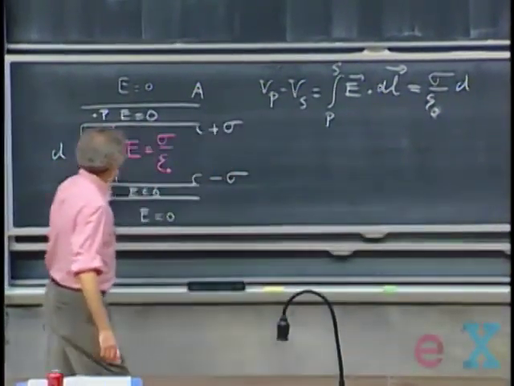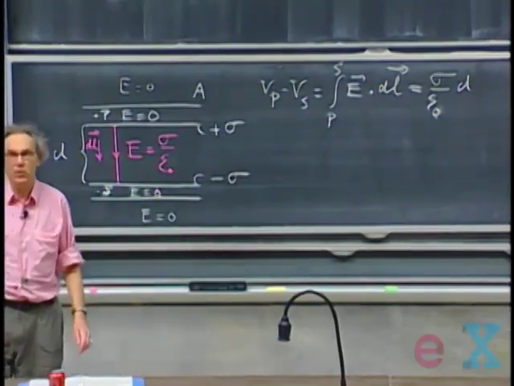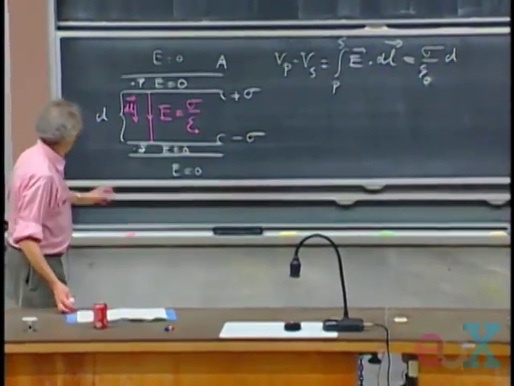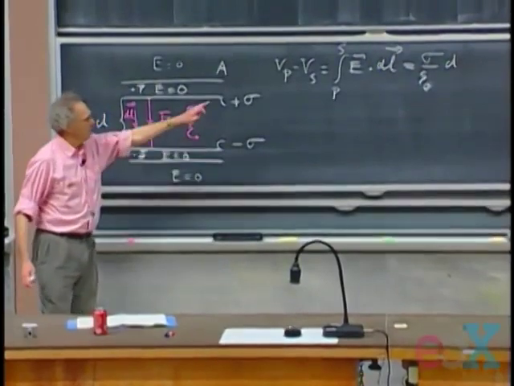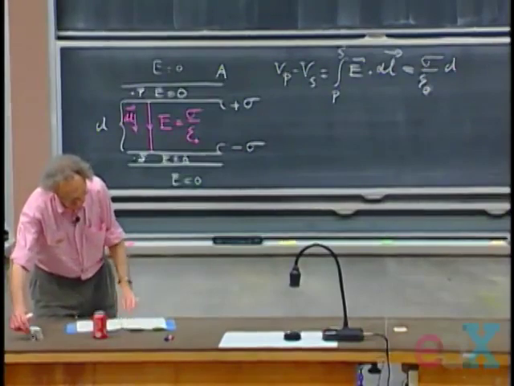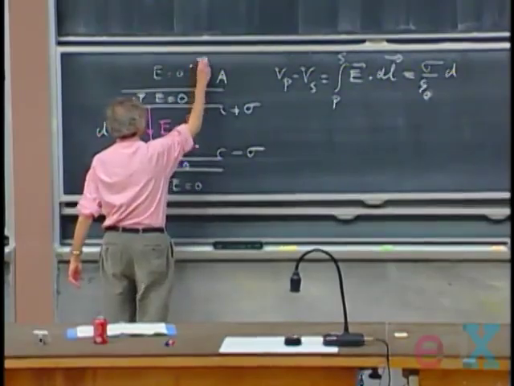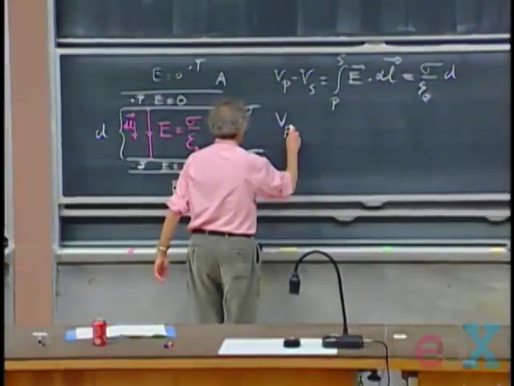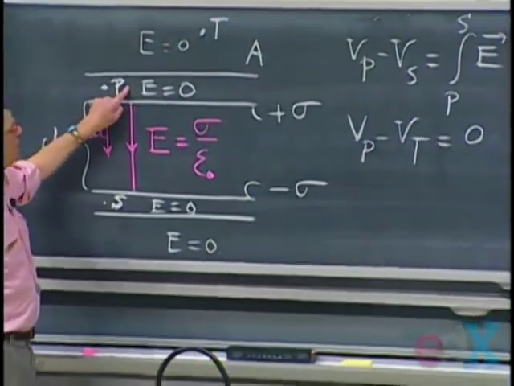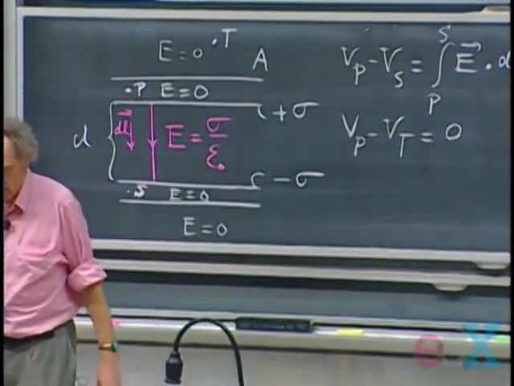If I had chosen another route, I would have found the same answer, because we're dealing here with conservative fields, so the path does not matter. So as long as you go from this plate to this plate, that integral is always E times d. What is the potential difference between point P and point T here? Vp minus Vt. It's clear that that is 0, because there's no electric field here, and there is no electric field anywhere there, so the integral obviously is 0.